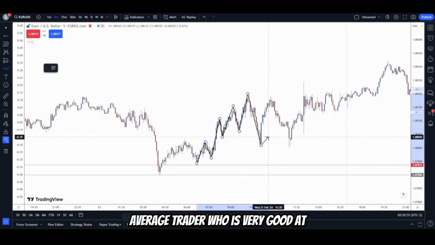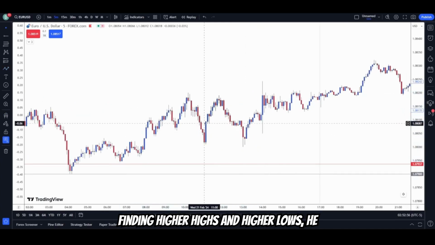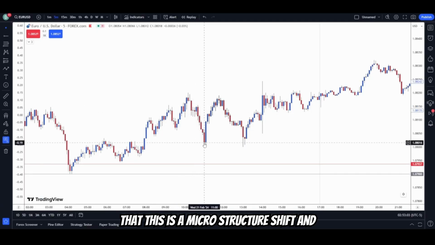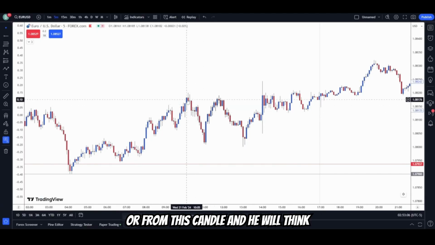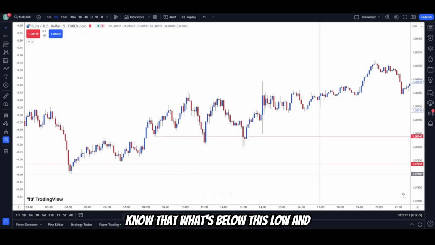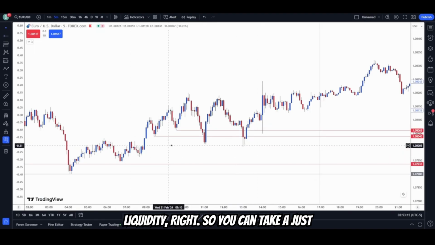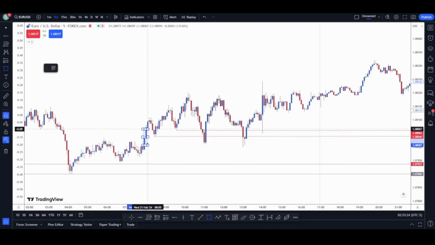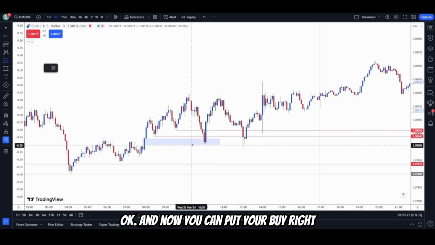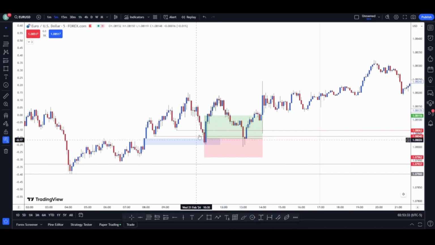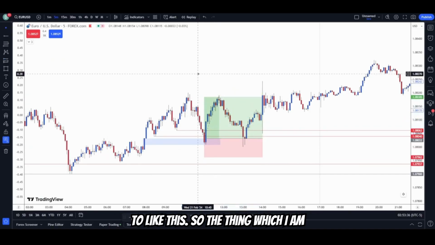Now the average trader, who is very good at finding higher highs and higher lows, will think that this is a market structure shift, and he will look for sells from this candle or from this candle, and he will think that this is a supply zone. But we all know that what's below this low and below this low is sell side liquidity, right? So you can take a buy from the fair value gap, which is below the sell side liquidity like this. You can put your buy right over here, take a 7 pip stop loss, and target a straight 1:2 like this.